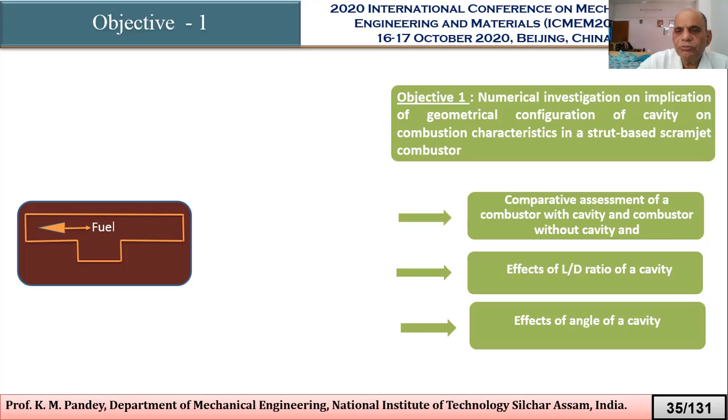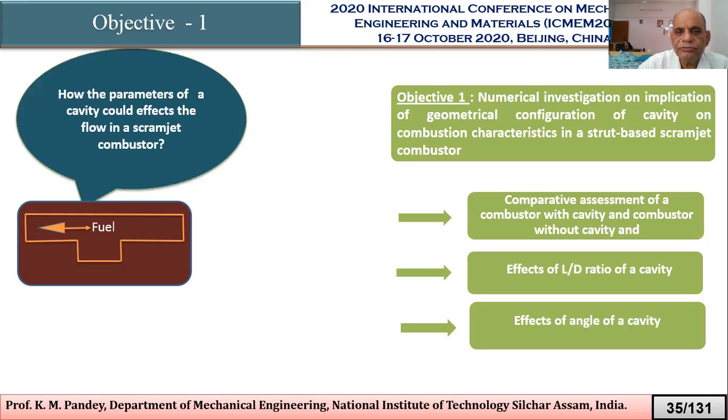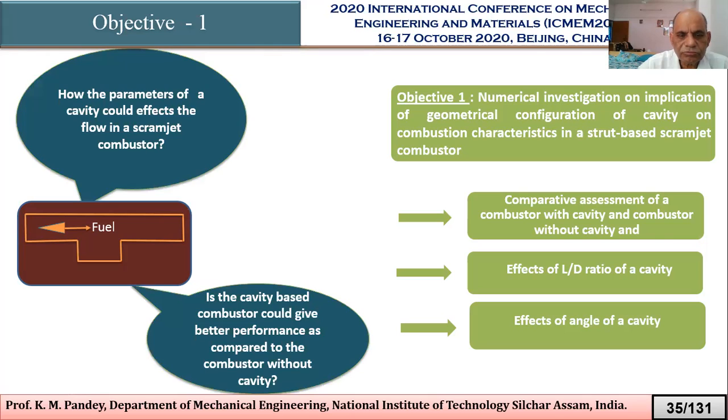So this is our objective one, that is comparative assessment of a combustor with a cavity and a combustor without cavity, and effect of L by D ratio of a cavity and effect of angle of a cavity. This we have discussed in objective number one. It means the cavity-based combustor could give better performance as compared to the combustor without cavity.